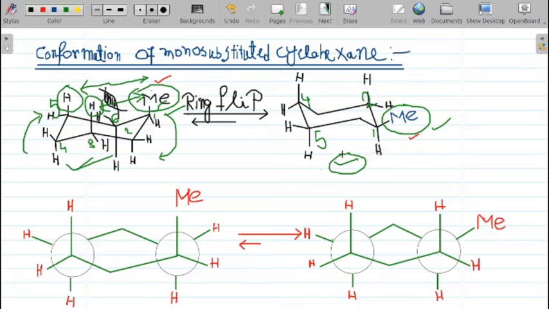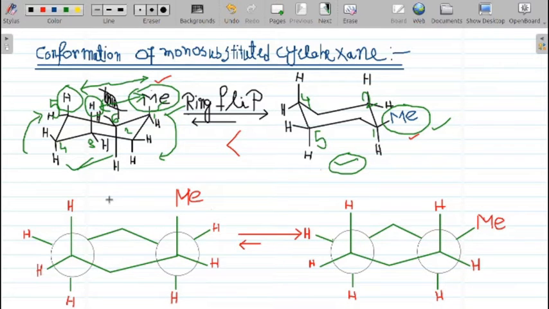So here we will see that the conformation where the methyl group is present at the equatorial position is more stable than the one where the methyl group is present at the axial position of the monosubstituted cyclohexane. And this is the torsional and this is the steric strain.